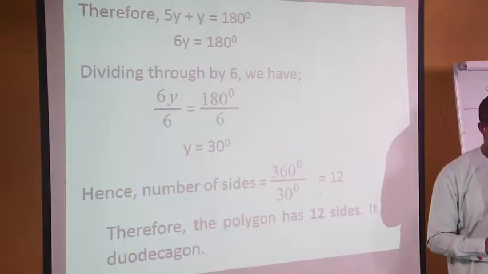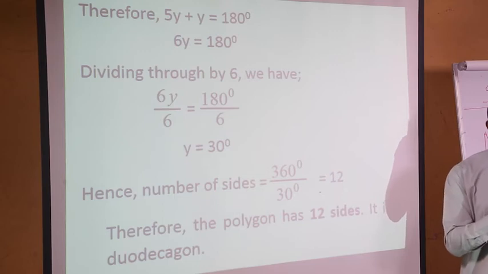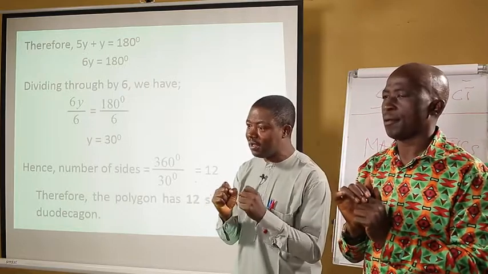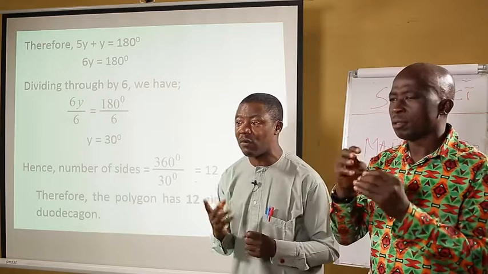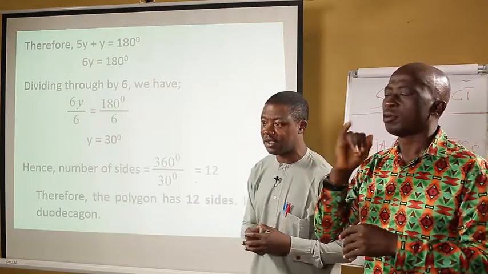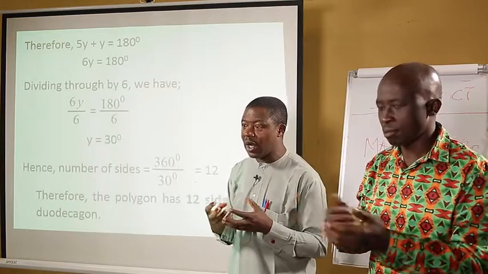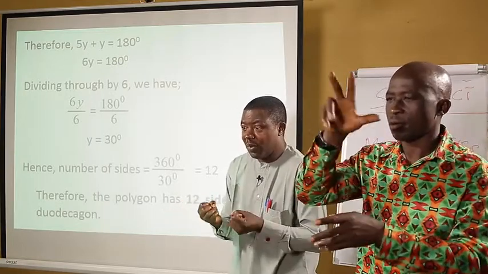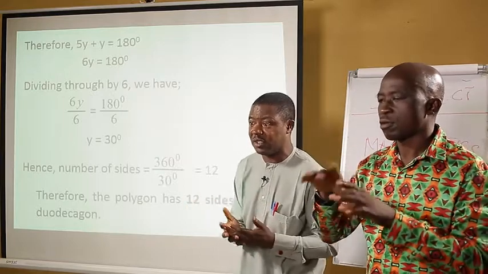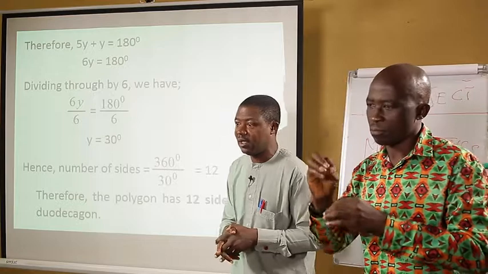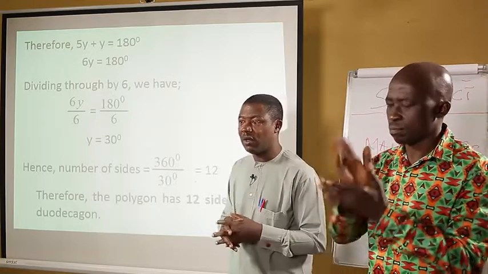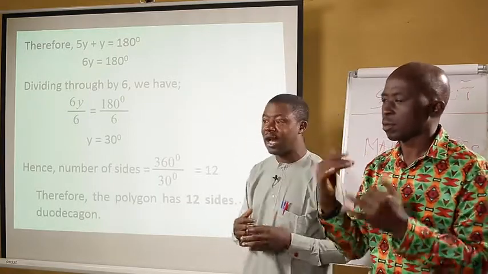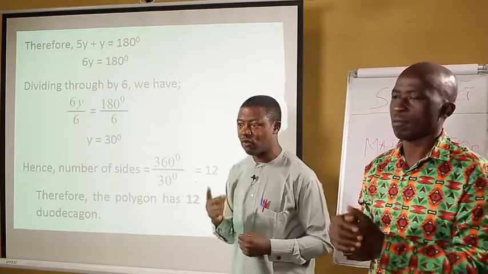Hence, to find the number of sides of the polygon, mark you, each exterior angle is 30 degrees. And we are given the fact from the beginning that the sum of the exterior angles of any polygon is 360 degrees. So in this case, we are indirectly asking you how many 30 degrees are contained in 360. So you divide 360 degrees by 30. If you do that correctly, you will have 12. Hence, the polygon has 12 sides.